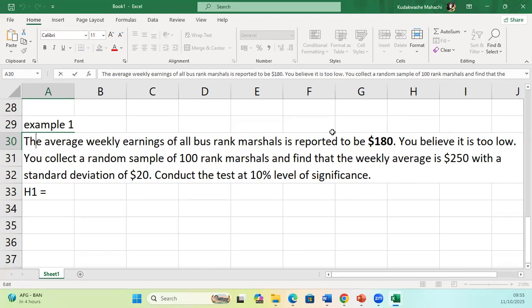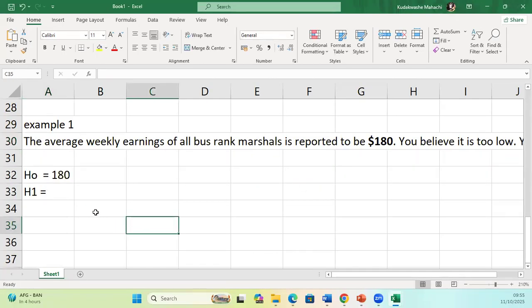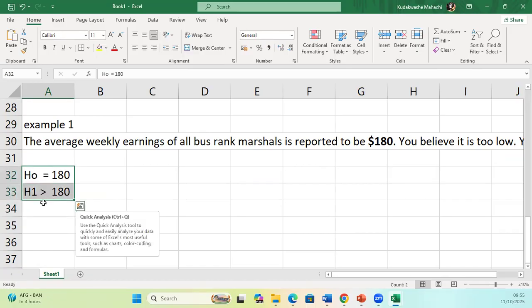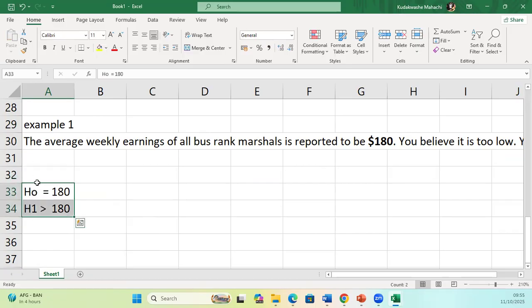So take note of the phrasing. If you believe something is too low, then it means your suggestion is that it should be higher. So you are told the mean is 180, but you believe it's too low. So what is the alternative hypothesis saying? The alternative hypothesis is saying this average should be greater. The 180 is too low. It should be greater than 180. So step number 1 is what we've already done here.